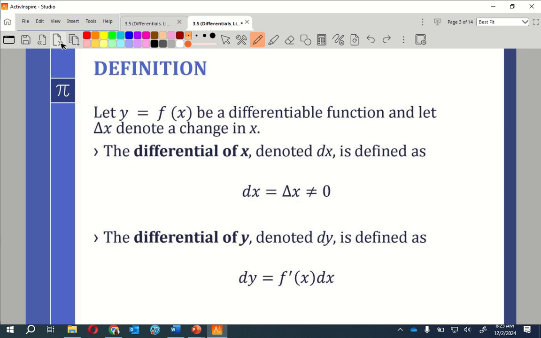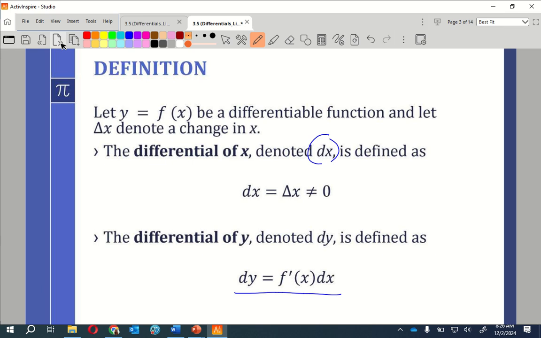Okay. Let y equals f of x be a differentiable function and let delta x denote a change in x. The differential of x is denoted by dx. That's important. dx, so change in x. dx is defined as the change in x but cannot be equal to 0. And the differential dy is f prime of x times dx. So f prime of x times dx.